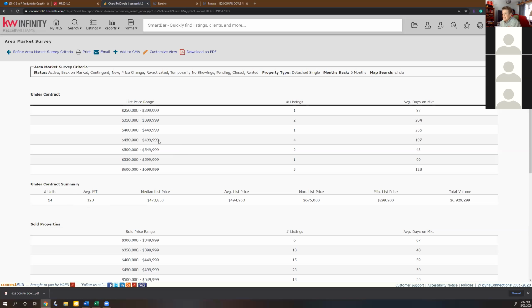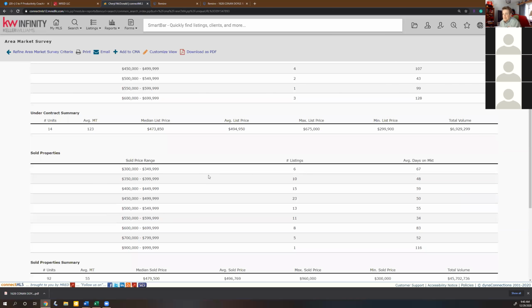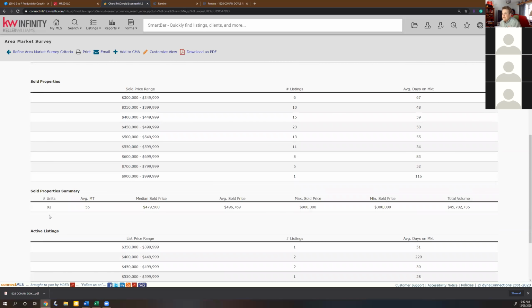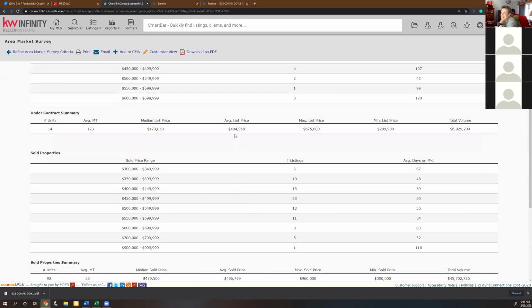I'm going to guess that's because we've got some overpriced houses over here. You see these days on market, 204, 236. In the last 6 months, 92 units have sold. Again, the sweet spot's the same, 450 to 499. Average sold price, 496,769. Average list price, 494. So things are really clipping along in this neighborhood.